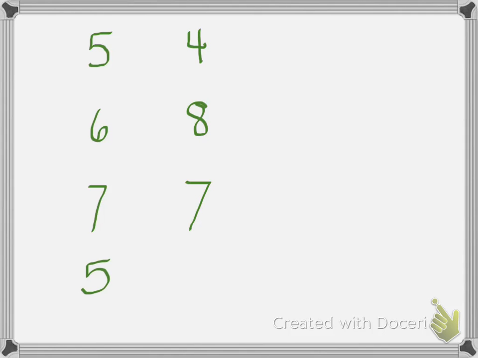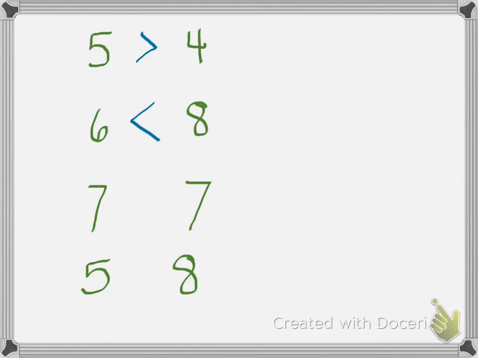So 5 and 4, 6 and 8, 7 and 7, 5 and 8. Let's do these examples first. So 5 is greater than 4. What I like to do sometimes is imagine this is an alligator. Those are his monster teeth, and he's always eating the larger number. So 5 is greater than 4.